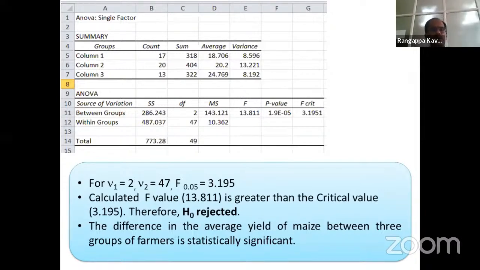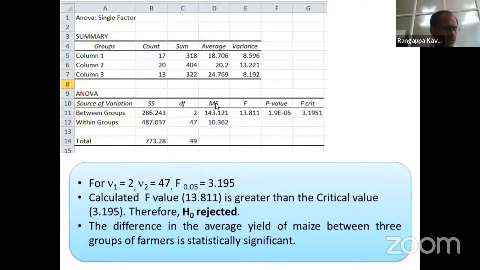Rejecting the null hypothesis means that the difference in the average yield of maize between the 3 groups of farmers is statistically significant. So this is what the inference is, and this is the way we can do it. I hope the things are clear.